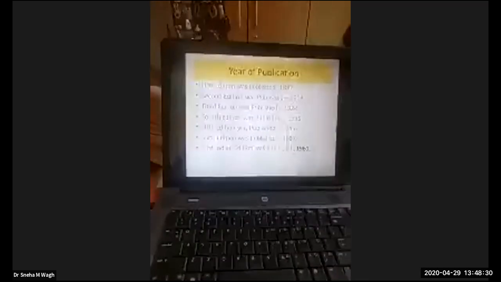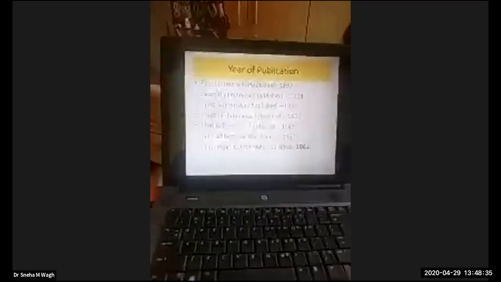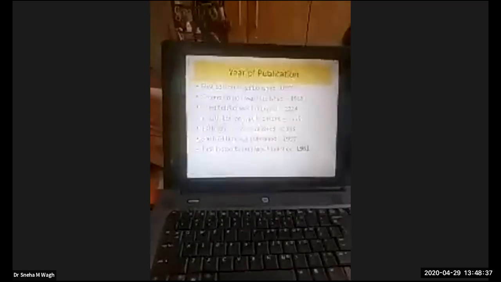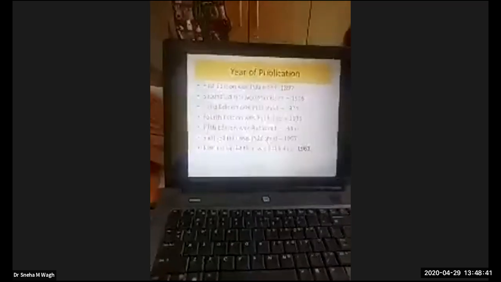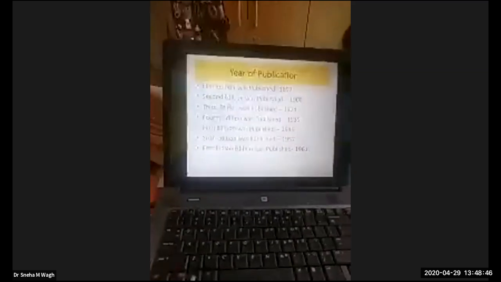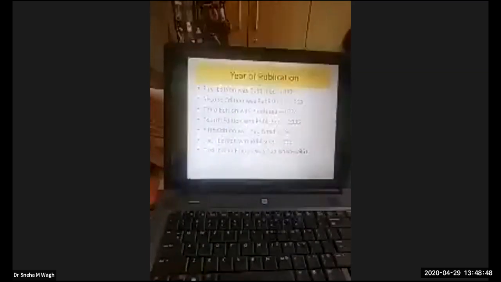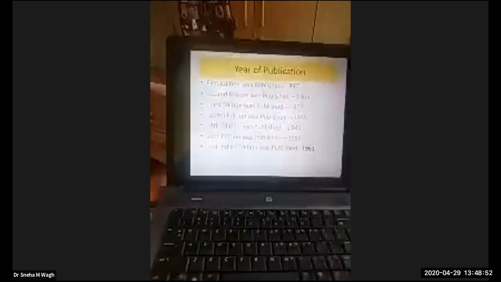The different years of publication of Kent repertory are as follows. The first edition was published in 1897. The second edition was published in 1908. The third edition was published in 1924. The fourth edition was published in 1935.